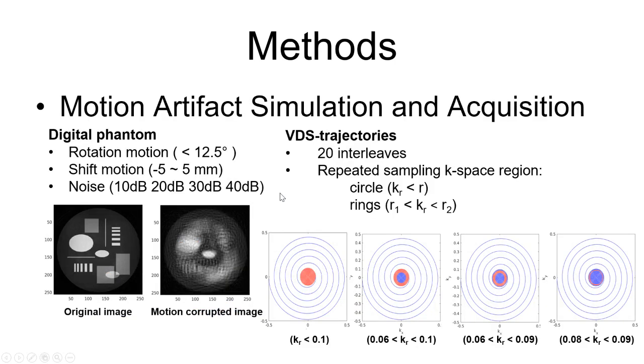We design a digital phantom for our experiment. It consists of objects which can be described by functions in k-space. In between each interleave, we randomly rotate and shift the image. Besides, Gaussian noise is added to mimic the real scenario and make the correction task more challenging. Data are collected in k-space in 20 interleaves. Different repeated sampling k-space regions are tested.